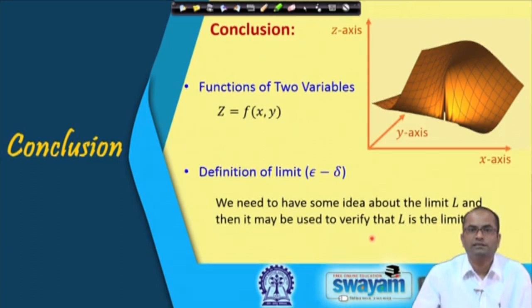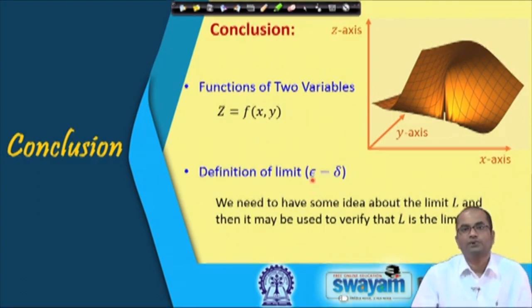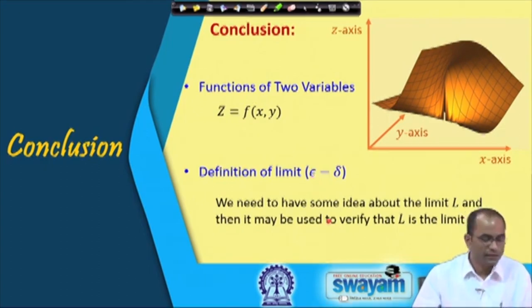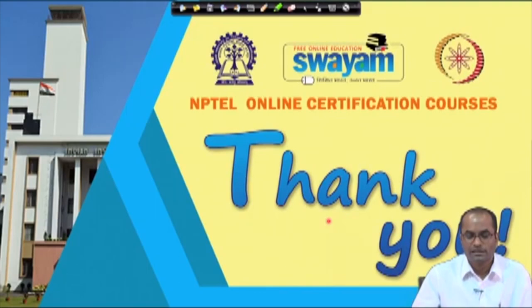But in this case, since you can approach a particular point from several directions, it is not possible to get the limit just along some path, because there are infinitely many paths involved in this limiting process. So this epsilon delta approach will be very useful once we have some idea about the limit, and then this value can be used to prove that this is indeed the limit. In the next lecture, we will learn more on the limits, in particular the evaluation of the limit. These are the references which we have used to prepare these lectures, and thank you very much.